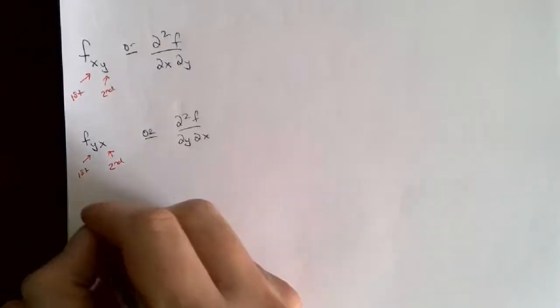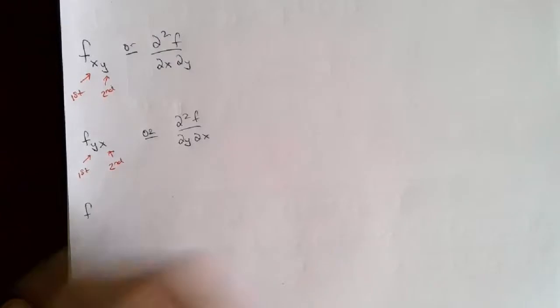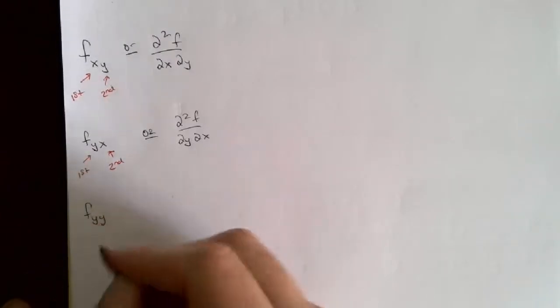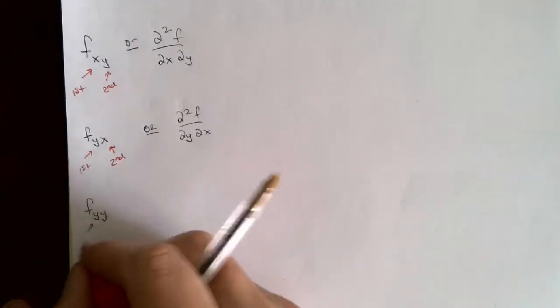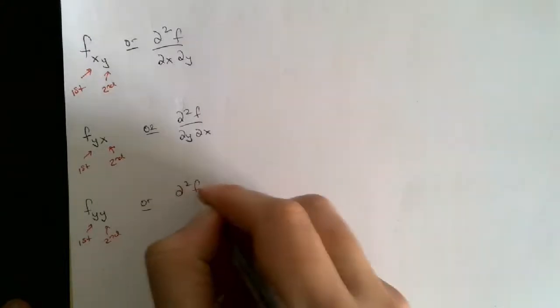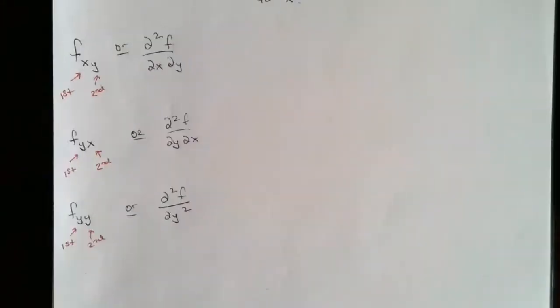Or lastly, you might see this as the first order derivative with respect to y, and then the second derivative with respect to y. So you would have the derivative with respect to y first, and then the derivative of that with respect to y. Or, in the Leibniz notation again, the second derivative with respect to y and then y. So you've got that little 2 up there.